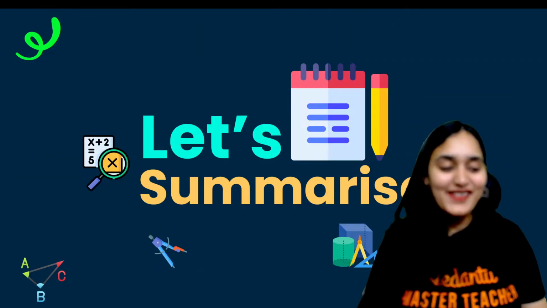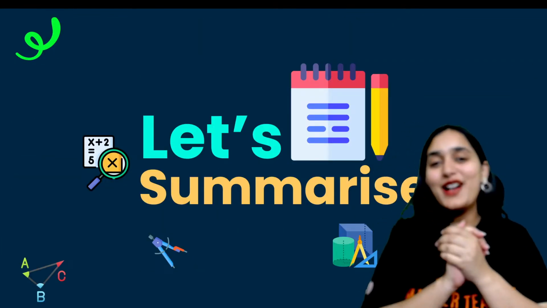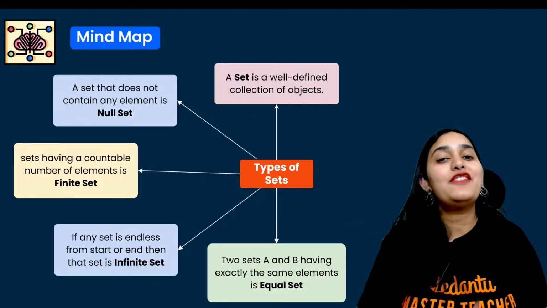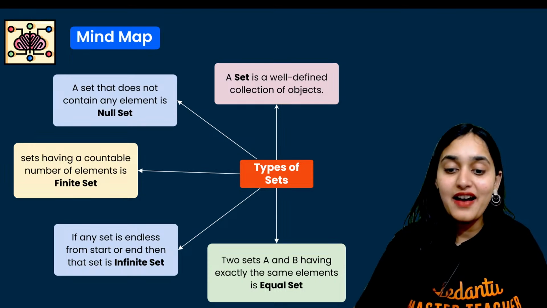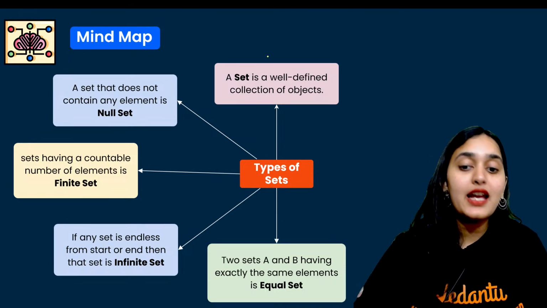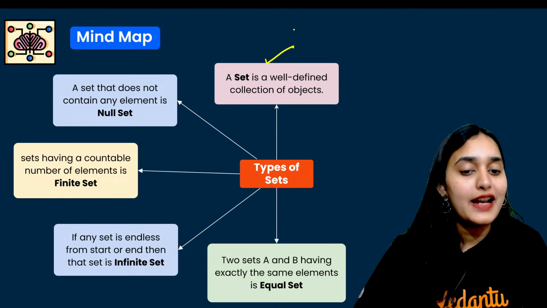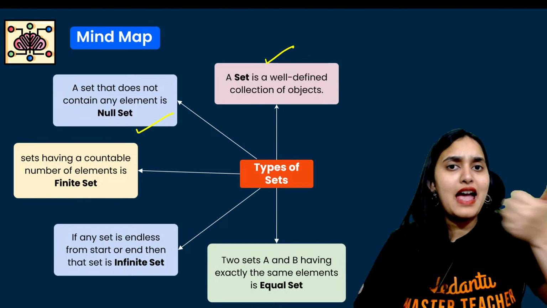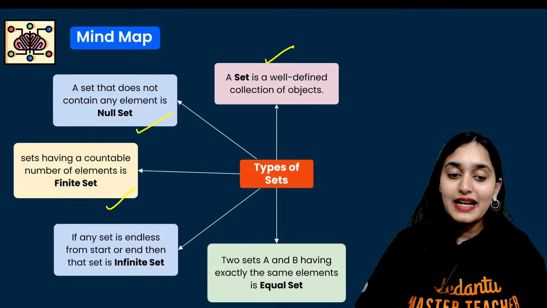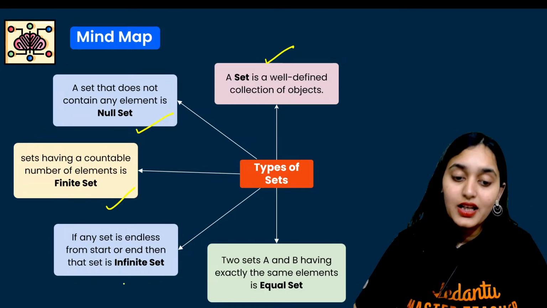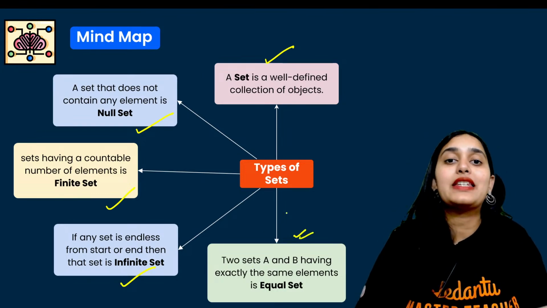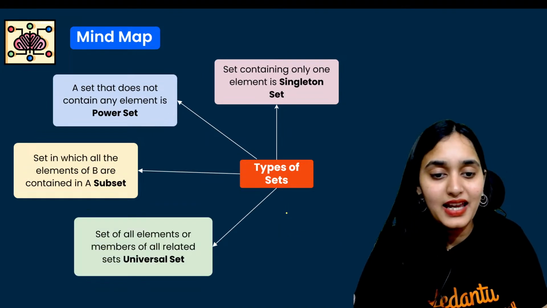Okay. All right, guys, that's all for today. So we have completed what sets are and the different types of sets that we have. So what did we learn today? A set is a collection of well-defined objects. There are some different types of sets. Null set having no element. Finite set having a given number of elements. Infinite set, we can't count them. And equal sets which have the same elements.